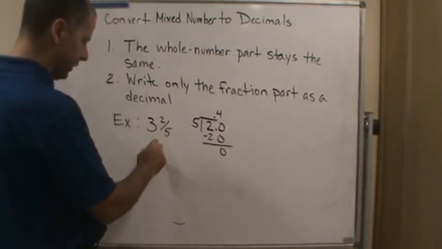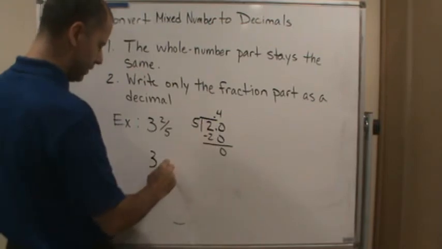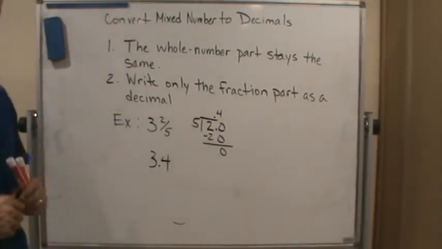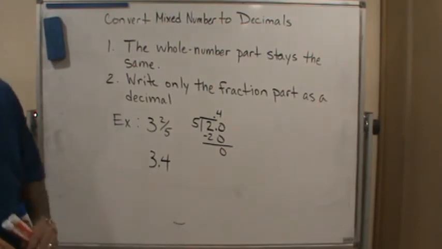Then we put the whole number part and the decimal part together and we're done. So 3 and 2/5 is the same as 3.4.